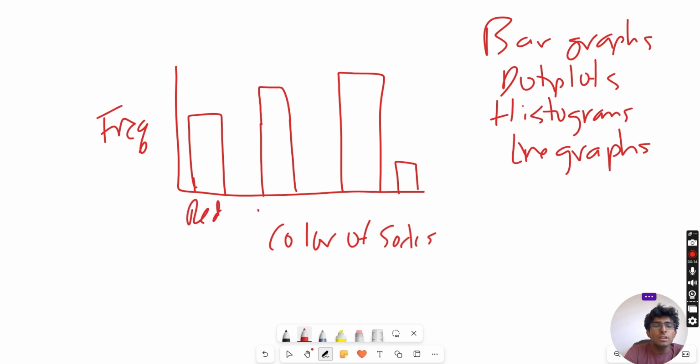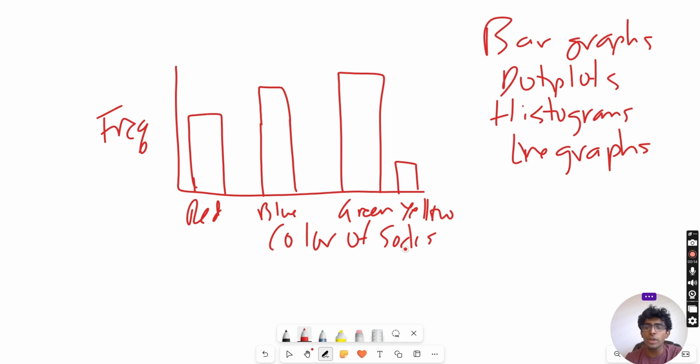Let's say we have red, blue, green, and yellow. On a real bar graph, you're going to have equal spacing between the bars. I can't draw that for some reason, but pretend there's equal spacing between the bars. It helps you see the frequency for different categories. So if you have categorical data, meaning categories like red, blue, green, and yellow, those are not numbers. You would use a bar graph.